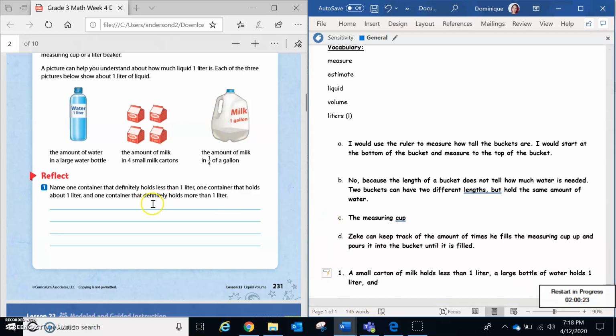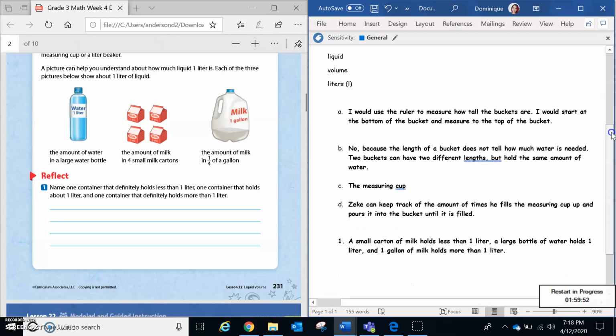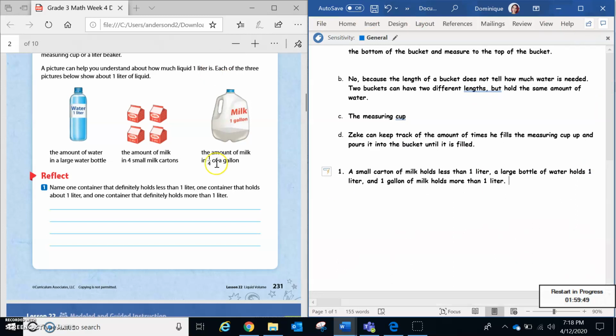All right, and then lastly, 1 container that definitely holds more than 1 liter. So if we look at our gallon of milk, the whole thing does not equal 1 liter, only if we filled it up 1/4 of the way. If this whole thing was filled up, it would be 1 gallon, which is more than a liter. So 1 gallon of milk holds more than 1 liter. Okay, and remember, you may pause to write all of this down if you need to.